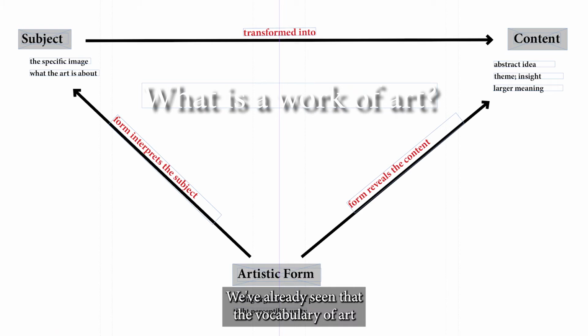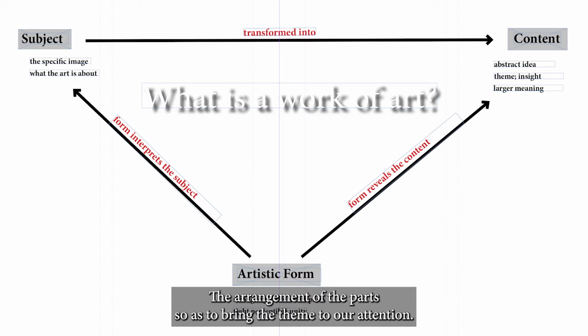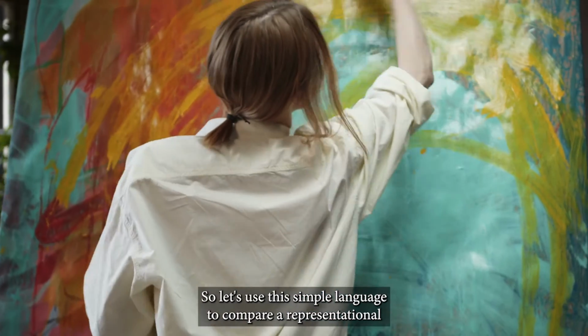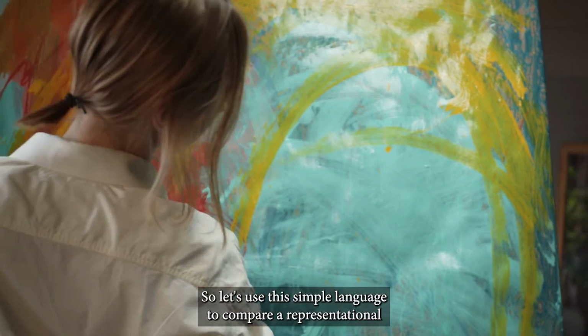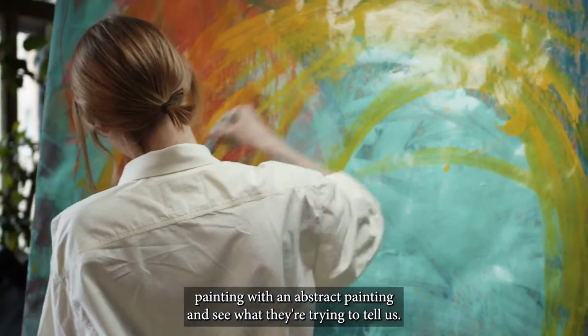We've already seen that the vocabulary of art includes subject, what it's about, content, the theme or interpretation, and artistic form, the arrangement of the parts so as to bring the theme to our attention. So let's use this simple language to compare a representational painting with an abstract painting and see what they're trying to tell us.